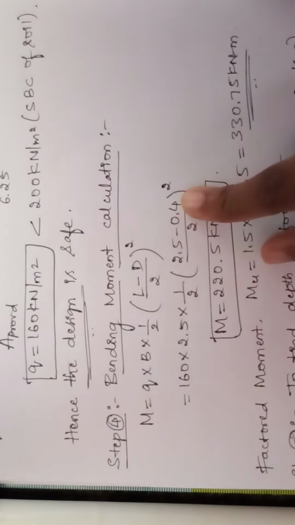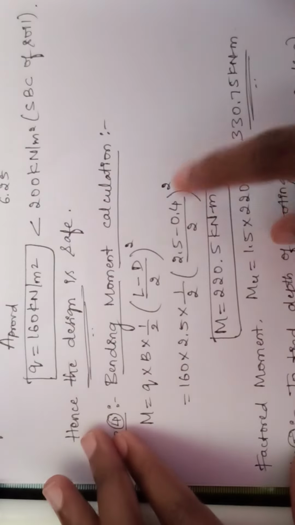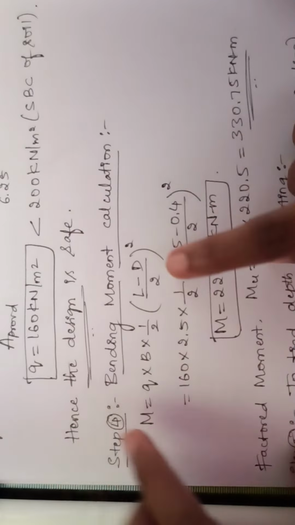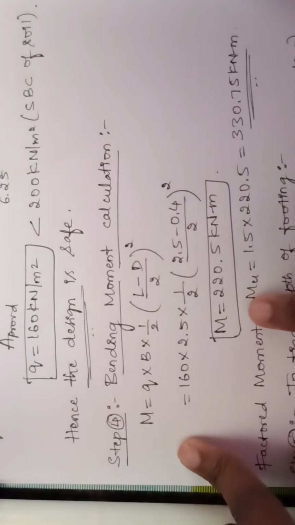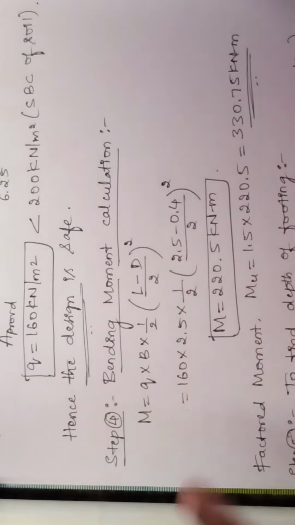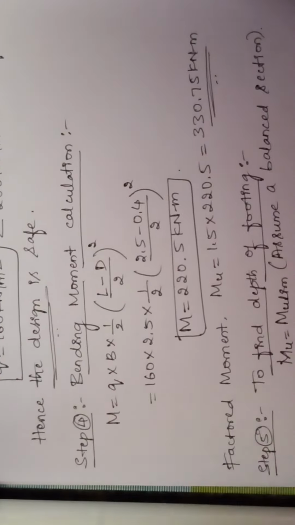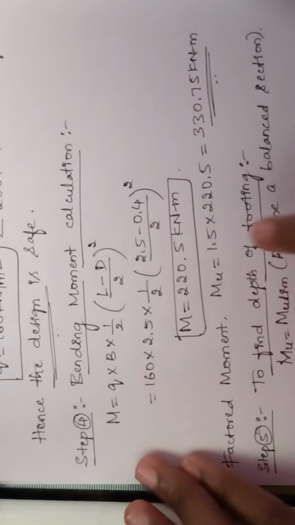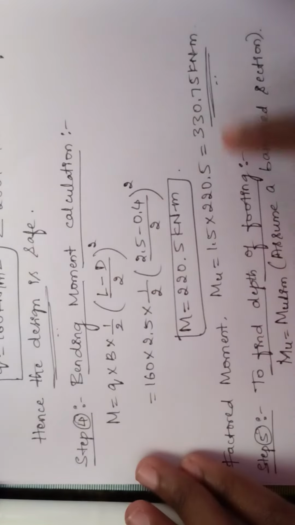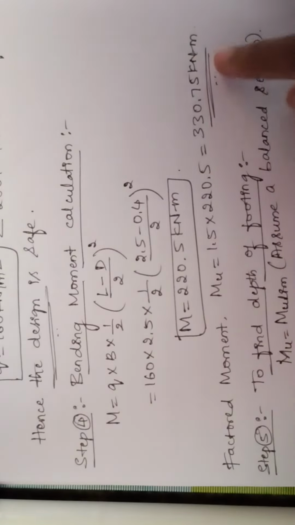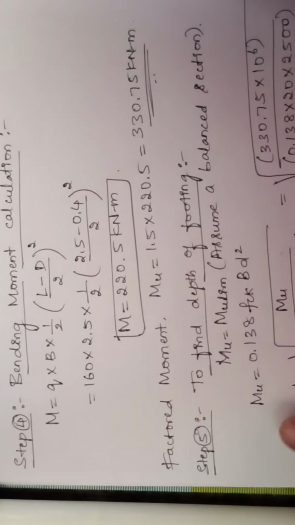The size of the column is given in the question, that is 400 mm. If you convert that into meters, you get 0.4 meter, then that divided by 2, to the power of 2. So on solving the whole thing, you will be getting a moment of 220.5 kilonewton meter. That is our working moment, from which we have to find the factored moment. So let us find the factored moment by multiplying our working moment with the factor of safety 1.5. On multiplying our value with 1.5, we will be getting a moment of 330.75 kilonewton meter. So that completes the bending moment calculation. Let us move to the next step.